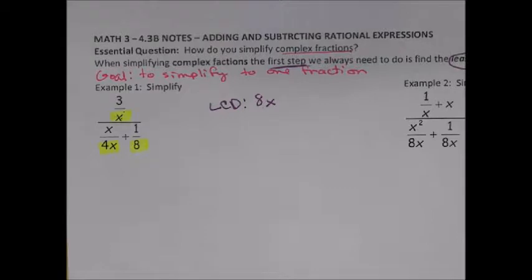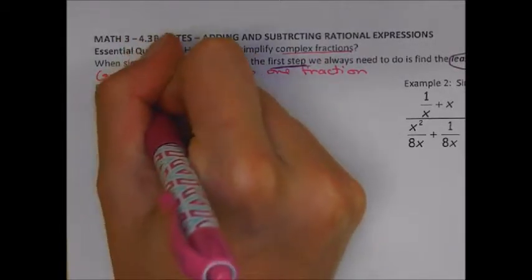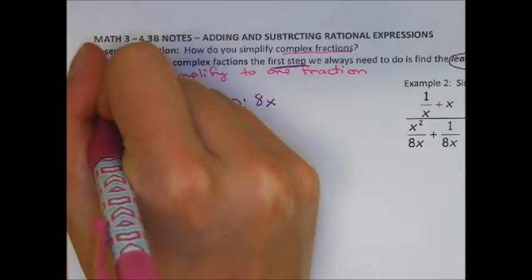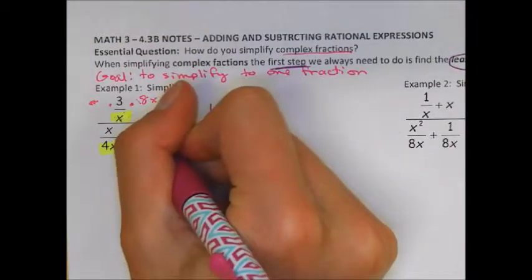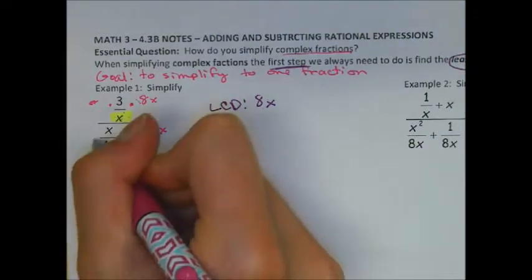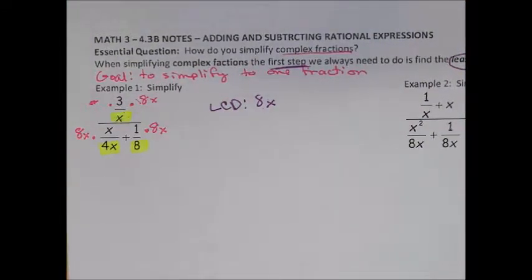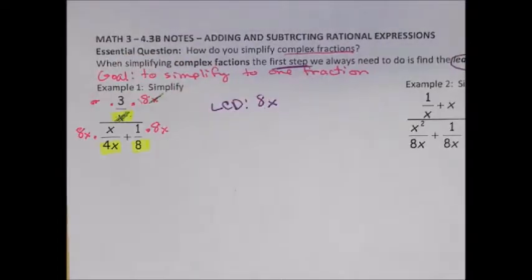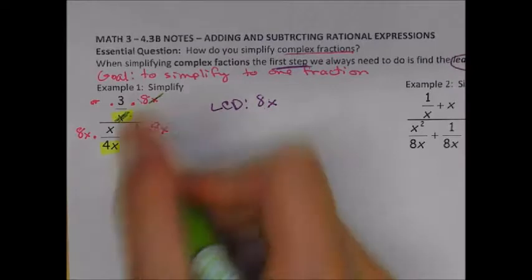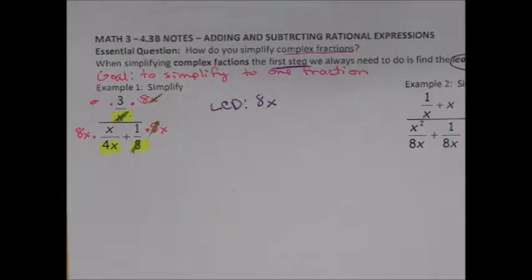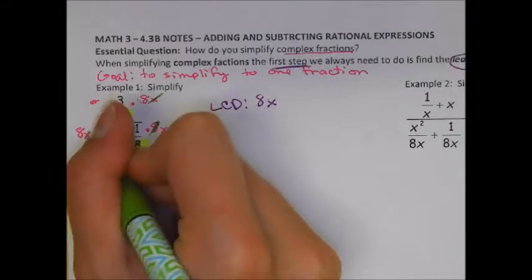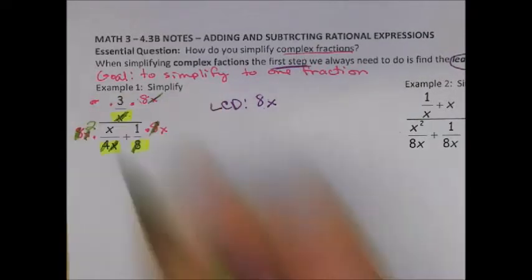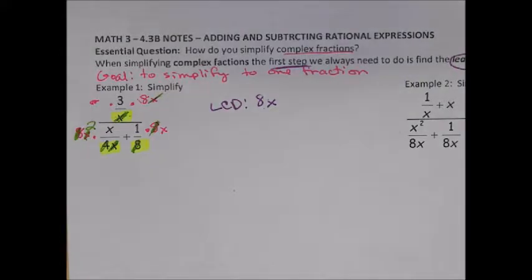What I'm going to do now is multiply all of my mini fractions. So this mini fraction I'm going to multiply by 8x. This mini fraction I'm going to multiply by 8x. And this mini fraction I'm going to multiply by 8x. And what happens is here, the x and the x cross out. The 8 and the 8 cross out. And then x crosses out, and then 4 into 8 gives me a 2. So notice all the denominators go away.